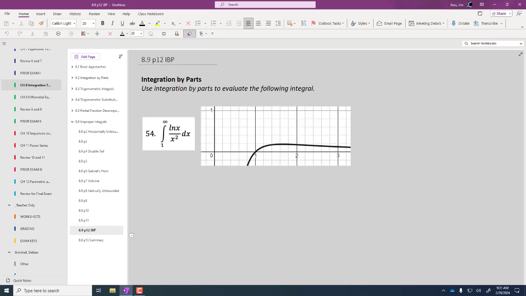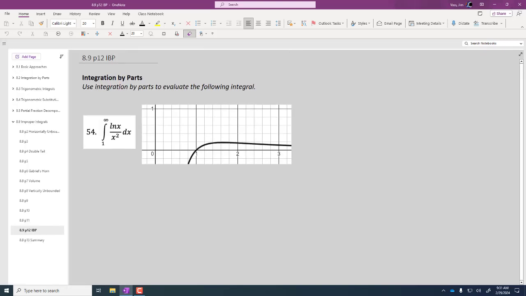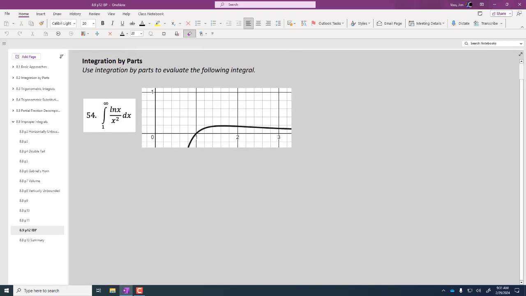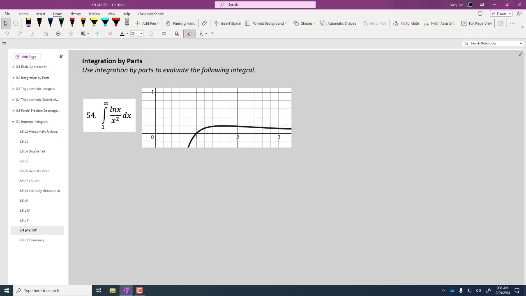So let's take a look at this. Use integration by parts. We're going to use integration by parts at some point during this one. And we want to find the improper integral to figure out this area that we see here. So we're looking at that area there. And we want to know whether that area is finite or whether that area is infinite.